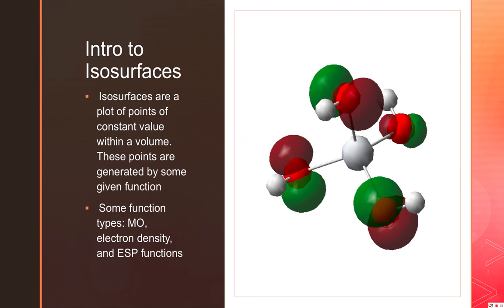Isosurfaces. Isosurfaces are a plot of points of constant value within a volume. So essentially we use a 3D function, and we can take a different constant value, and it will create a surface. If you plug a certain value into the function, it will come out with a surface. Once you find the surface, that's essentially your isosurface. So iso stands for one, which means a constant, and surface is a general volume or surface, as stated. So next.